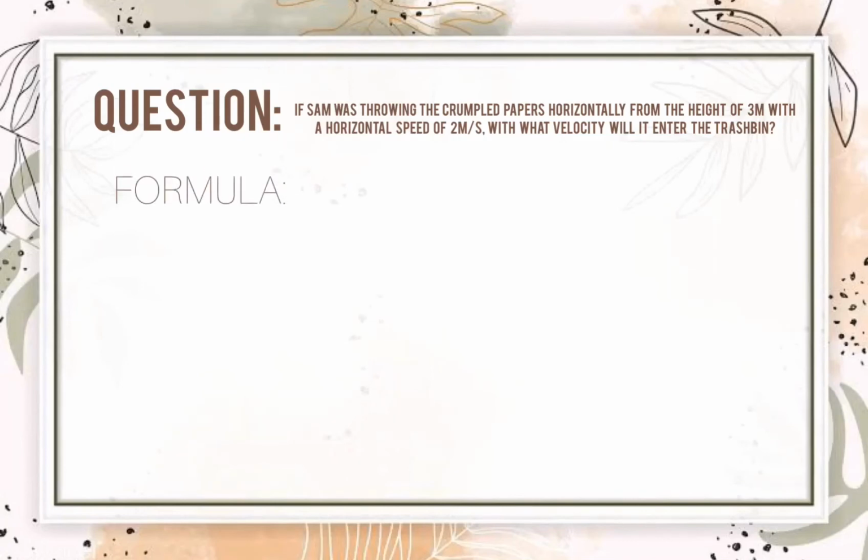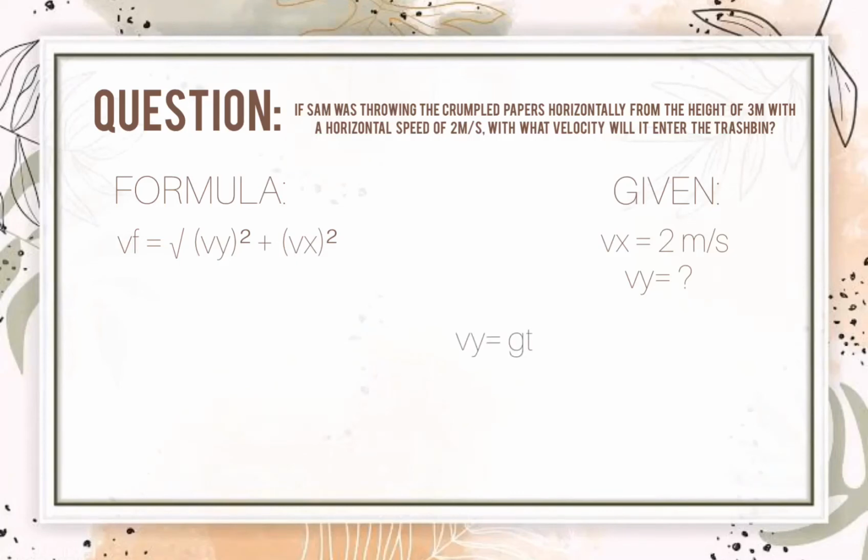To solve for the final velocity, we will find the square root of vertical velocity squared plus horizontal velocity squared. In the problem, the horizontal velocity is 2 meters per second, while the vertical velocity is unknown. To find the vertical velocity, multiply the acceleration due to the gravity of the Earth to the time. Vertical velocity is equal to 9.8 times 0.78. The answer will be 7.644 or 7.64 meters per second.